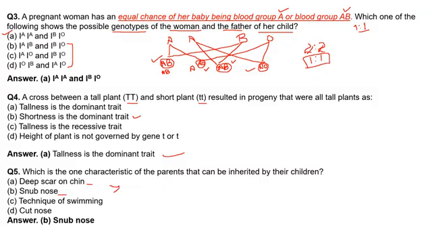Technique of swimming, no, not at all. Technique of swimming will come only when you do a lot of practice. Cut nose, the nose can be cut because of certain accidents, so the genes are not involved here. Even for technique of swimming, genes are not involved. Deep scar on chin, genes are not involved. Snub nose, yes, the structure of nose, eyes, and the features are definitely hereditary, inherited from the parents. Okay, so B is the correct answer.